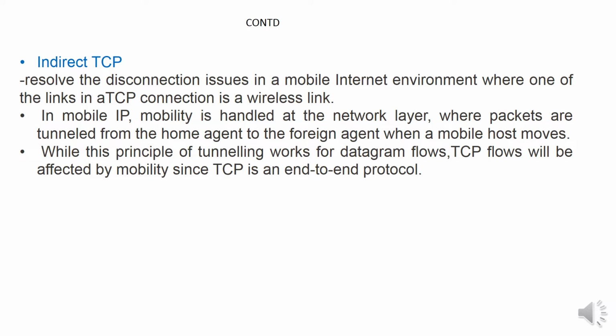In Mobile IP, the mobility is handled at the network layer, where packets are tunneled from the home agent to the foreign agent. When the TCP mobile host moves with this principle, the tunneling works for the datagram flows. TCP flows will be affected by the mobility since TCP is at the transport layer.